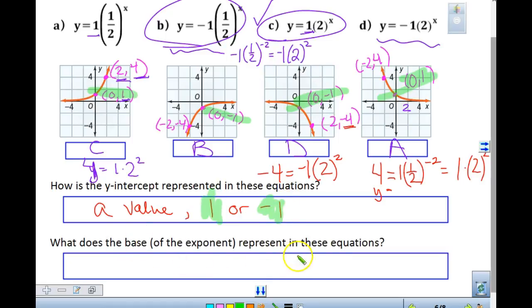It says, what does the base or exponent represent in our equation? It's going to tell us that the B value tells us what we are multiplying by. So it's the repeated multiplication.